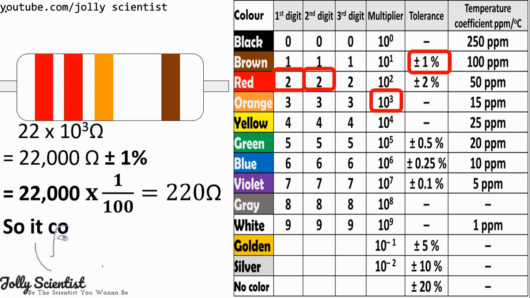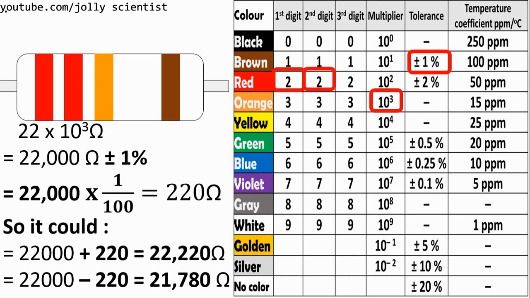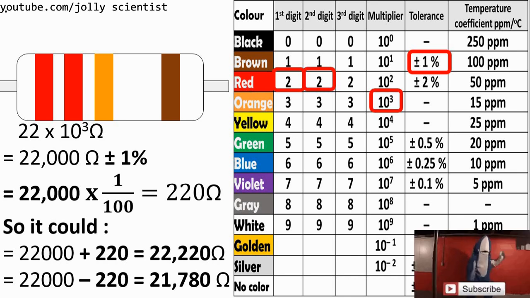So it means that the resistor value could actually vary between 22,220 ohms or 21,780 ohms. We could simply change this value to kilo ohms by making it 22.2 kilo ohms or 21.8 kilo ohms.